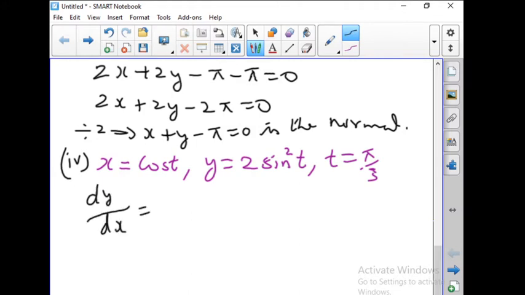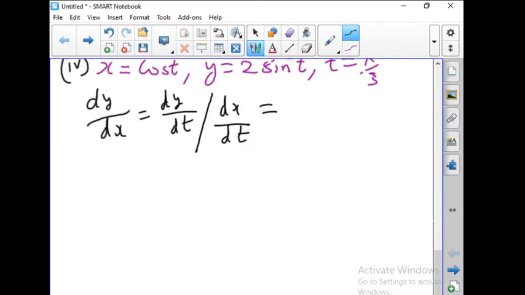So what is dy by dx here? It is given, x and y are given in the parametric form in terms of t. So dy by dt divided by dx by dt. So what is dy by dt? 2 sin square t. So 2 into sin square t we have to differentiate. We have seen already, it is of the form x square. So differentiation of x square is 2x. So 2 sin t into sin t differentiation is cos t.